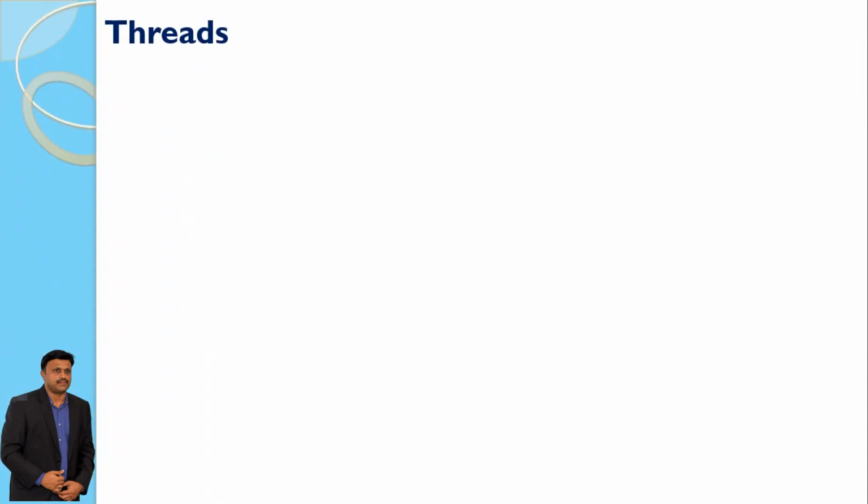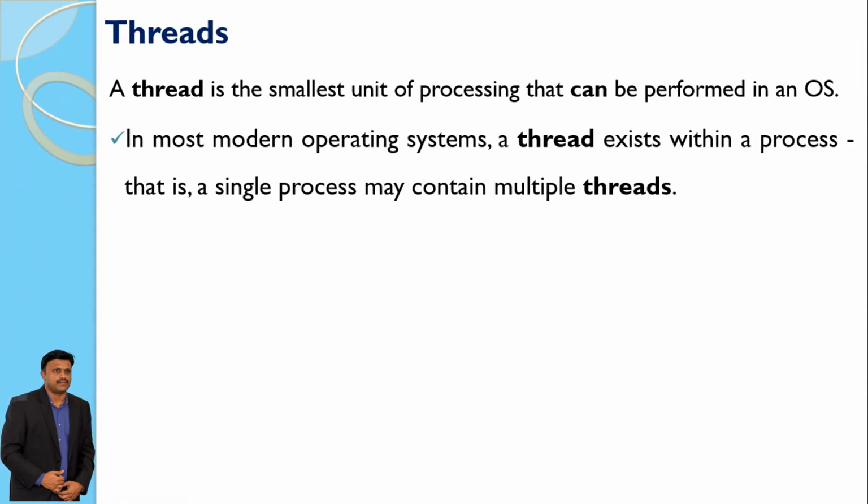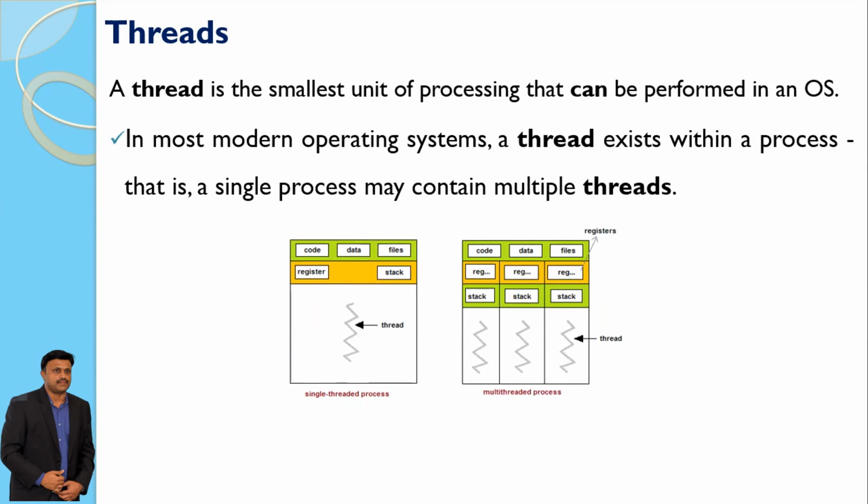Threads are the smallest units of processing within an operating system. Modern systems allow multiple threads within a single process, enabling concurrent execution.